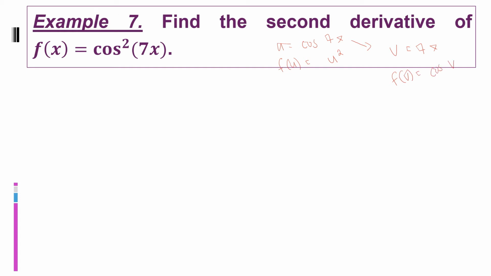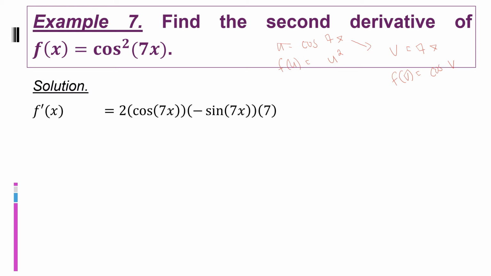So tatlo yan. Taking the first derivative, we have, okay, by power rule muna tayo. Ito munang cosine squared of 7x. So we have 2 times cosine of 7x raised to 1. Kasi 2 minus 1. Okay? Then, kunin natin yung derivative ng cosine 7x. So that is negative sine of 7x. And then, kunin natin yung derivative ng 7x. So we have 7. Or that is negative 14 cosine of 7x sine 7x.